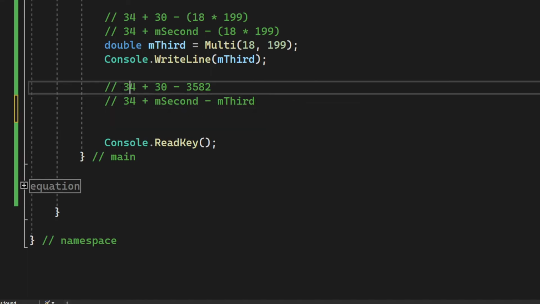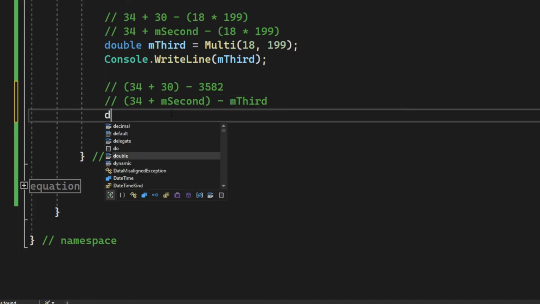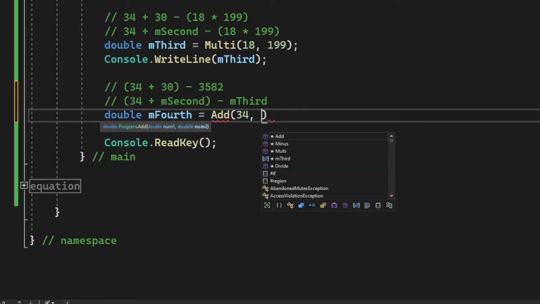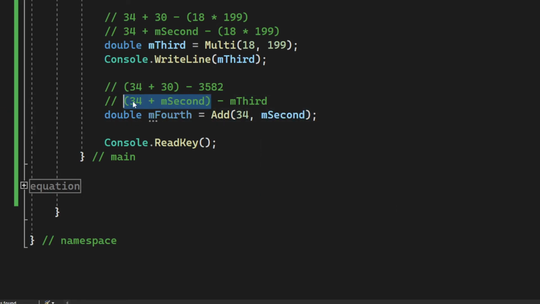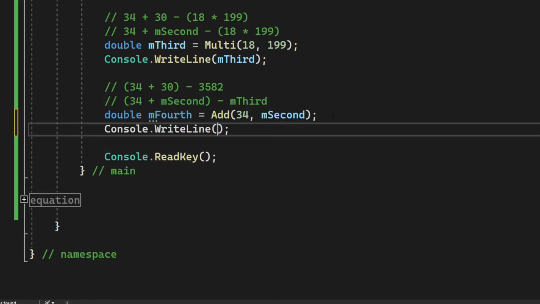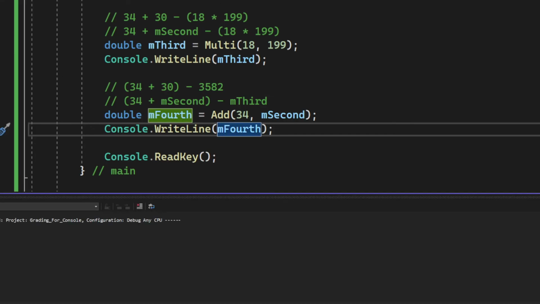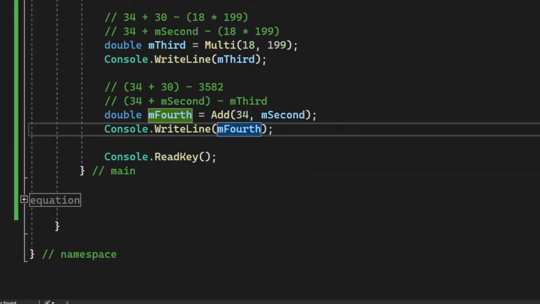Now that we've gotten rid of multiplication and division, we're going to do our addition. Same process, double m fourth equals add 34, and then that m second. This is why we want to keep track of those variable names. Display this, m fourth. If this works out properly, it should display 64. We have our 64. Fantastic.